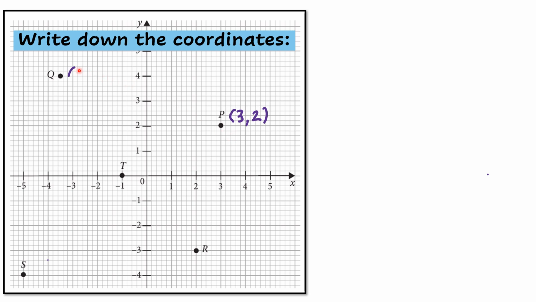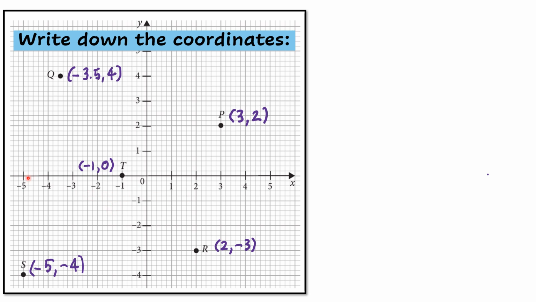Now let's move on to the next one, which is point Q. You can see that point Q actually lies in between -3 and -4. So therefore the x coordinate is -3.5 and the y coordinate is 4, so it is -3.5 and 4. Now the next one will be point R. The answer is 2 and -3. The next one, point S, is simply -5 and -4. And the last one, point T, is simply -1 and 0. I hope you are able to get this right.